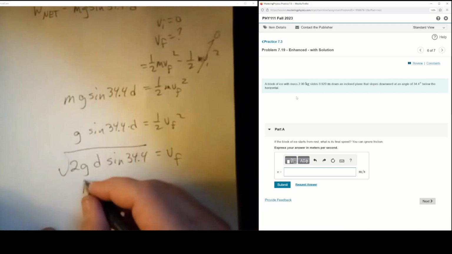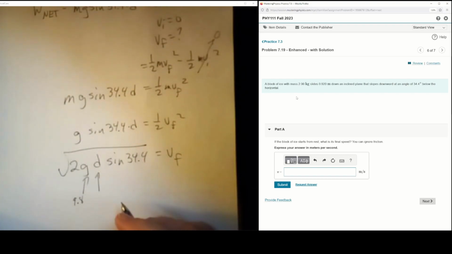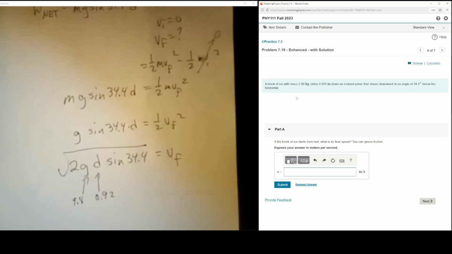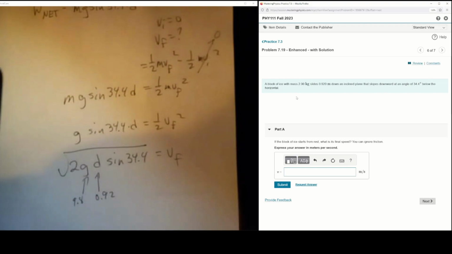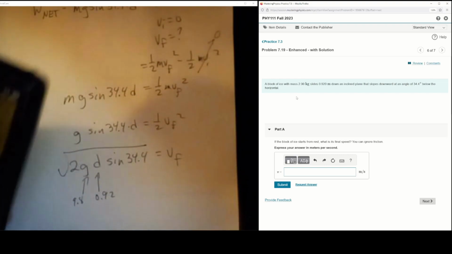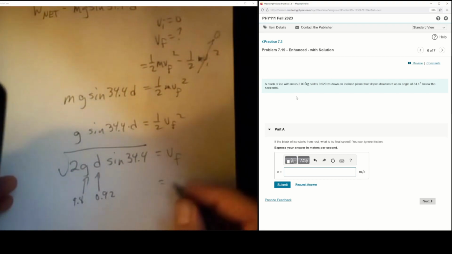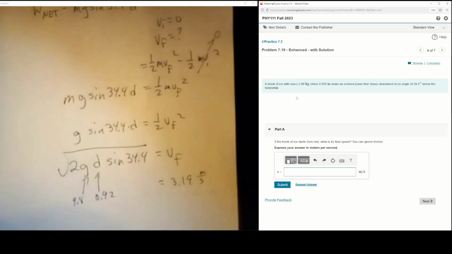And we know g. d, they told us, is 0.92. So my calculator says 3.19.